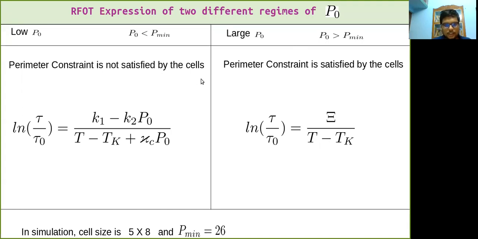At the low P naught regime, the perimeter constraint is not satisfied. So that's why we have a dependency on P naught in this relaxation time. But at the large P naught regime, the perimeter constraint is satisfied by the cell. So that's why this P naught dependency is not there in this relaxation time formula.